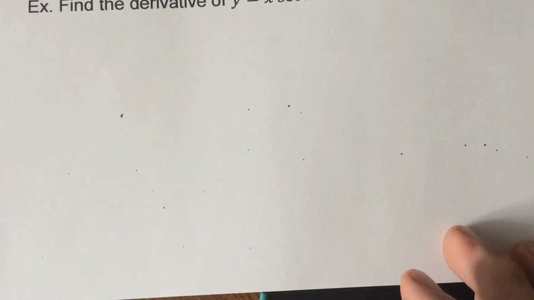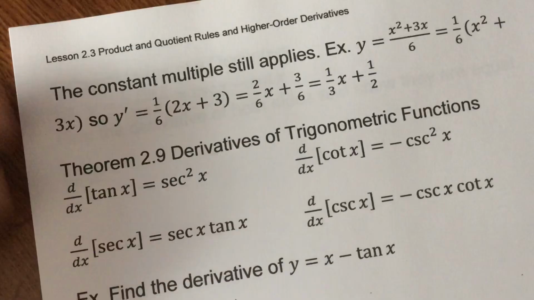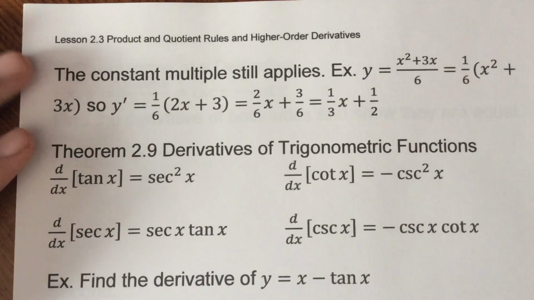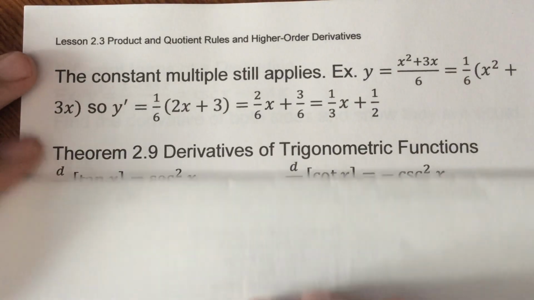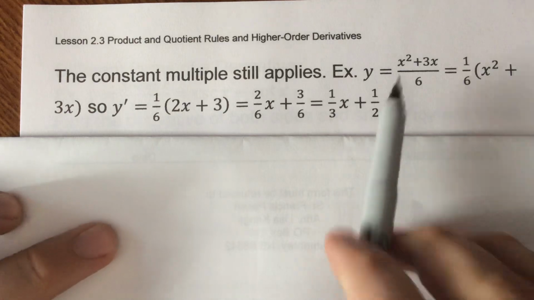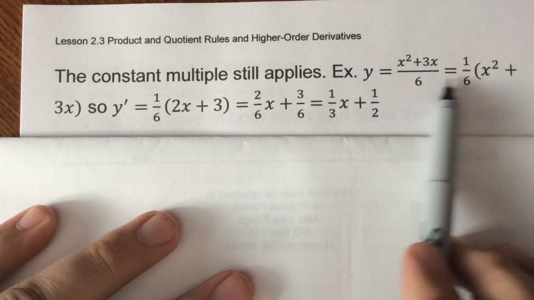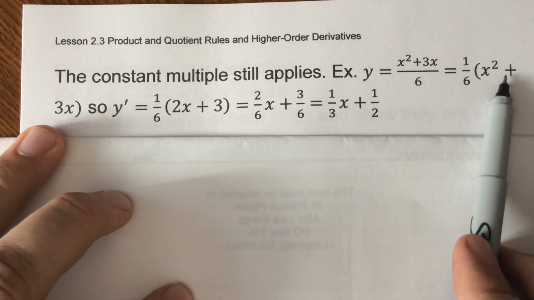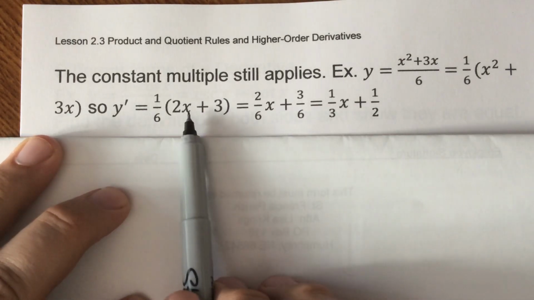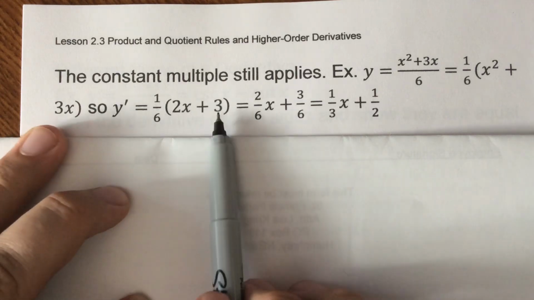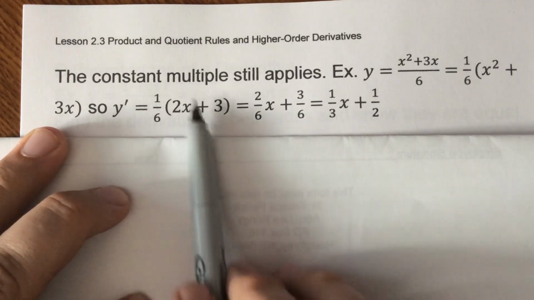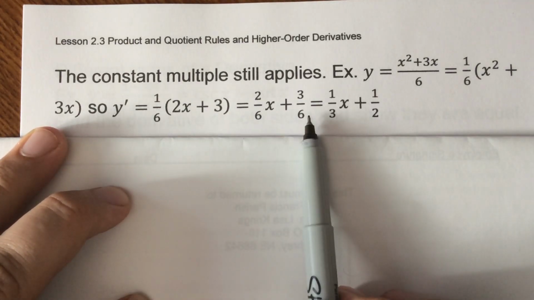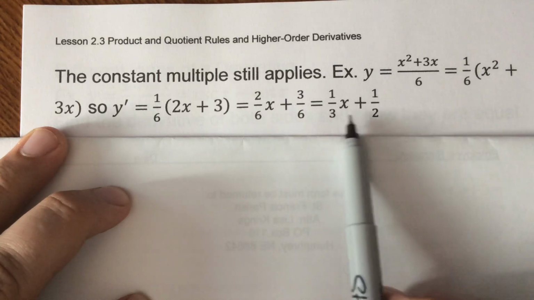Now, constant multiple rule applies to things like this too. Let me focus in on this part. What this is really saying is we could pull that 1/6 out front, so all we have to do is take the derivative of the inside. So 1/6 x squared would go to 2x, 3x would just go to a 3, and then we could distribute it back in, and then reduce, which would leave us with 1/3 x plus 1/2.